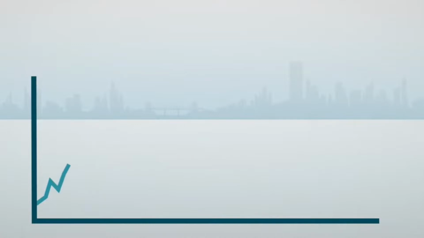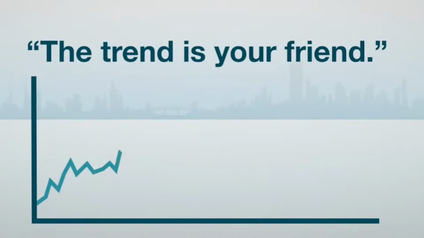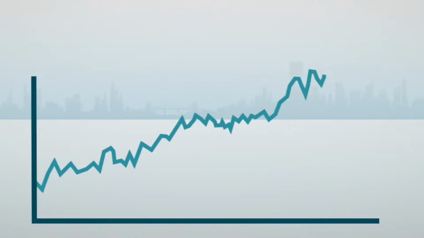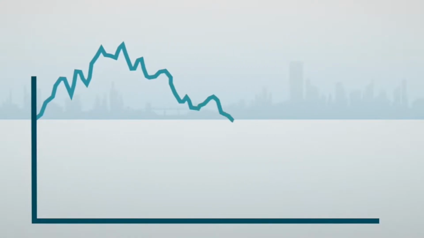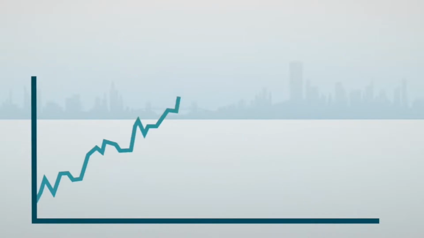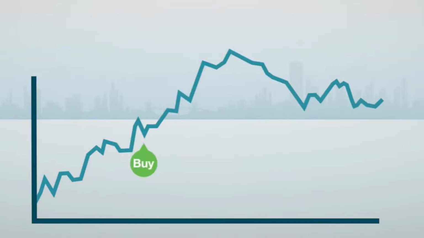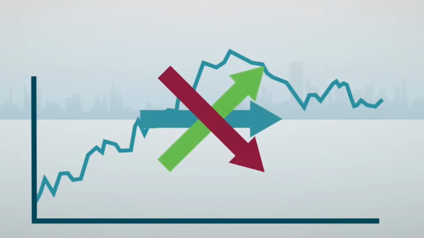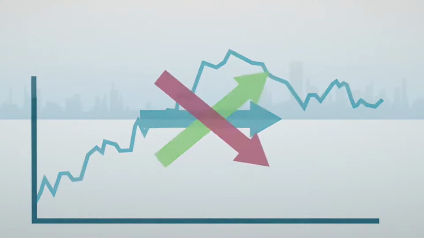Technical analysts often say, the trend is your friend. Because the thought is that a security that's going up is more likely to keep going up, and a security that's going down is more likely to keep going down. Having a clear view of the trend can help an investor decide whether to buy, sell, or hold a position. However, sometimes determining the trend can be difficult, and that's why this video is so important.